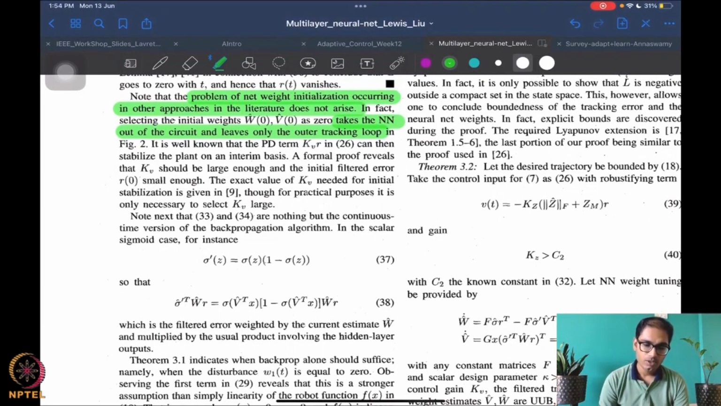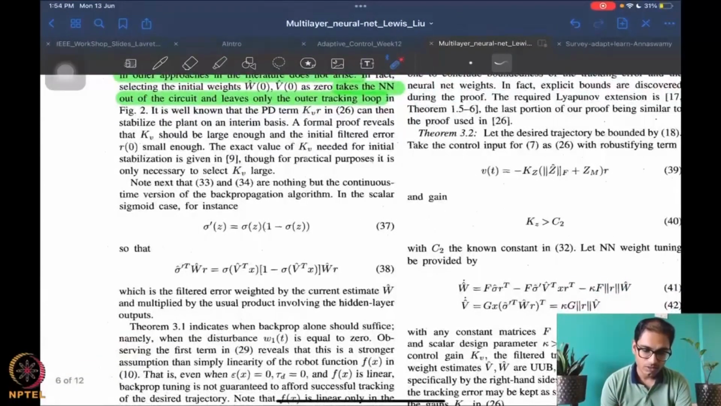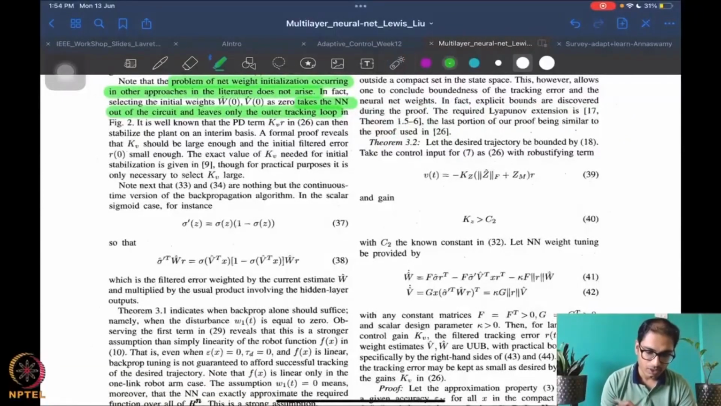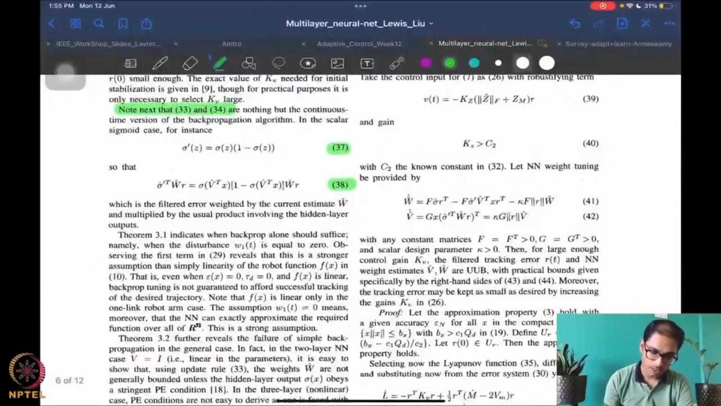Right? So of course, you can do some kind of a local stabilization using this KV type term, right? So if you have a large enough KV, and if the filtered error R is small enough, then you're fine, right? So anyway, of course it's not possible to choose such large KV for several practical reasons. Yeah. So anyway, this is the connection to the back propagation algorithm. So equation 33 and 34 are matched with 37 and 38, which is what is known in neural network theory as the back propagation results, right? Great.